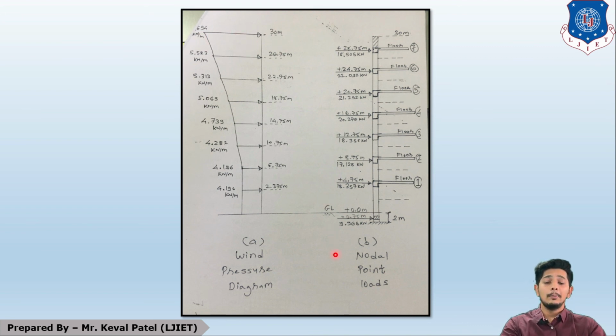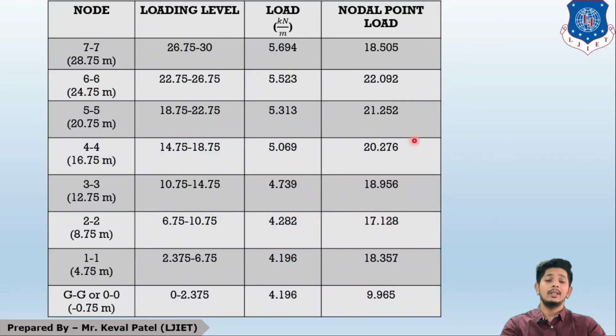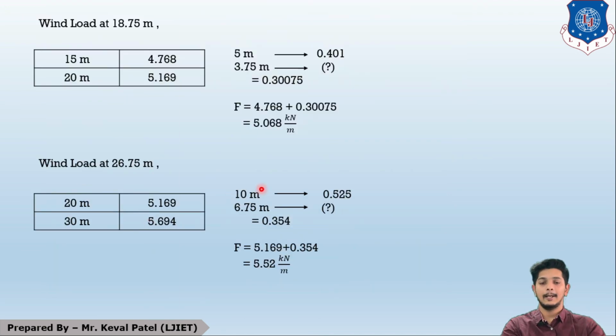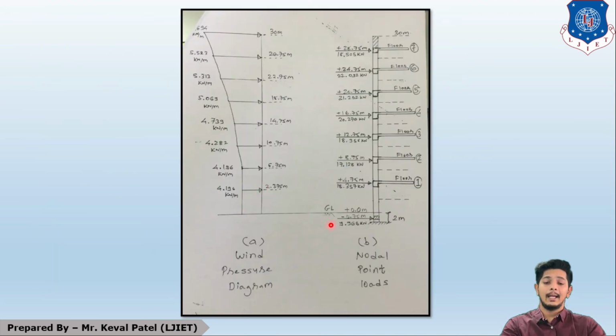In the same way, the nodal point load diagram will be prepared like this, and in this we will use the nodal point load values as well as the different nodal heights as minus 0.75, 4.75, 8.75, etc. You can see this in the diagram: minus 0.75, 4.75, 8.75, and the center of the beam is shown and the wind force is shown on the nodes. So we have completed the problem.